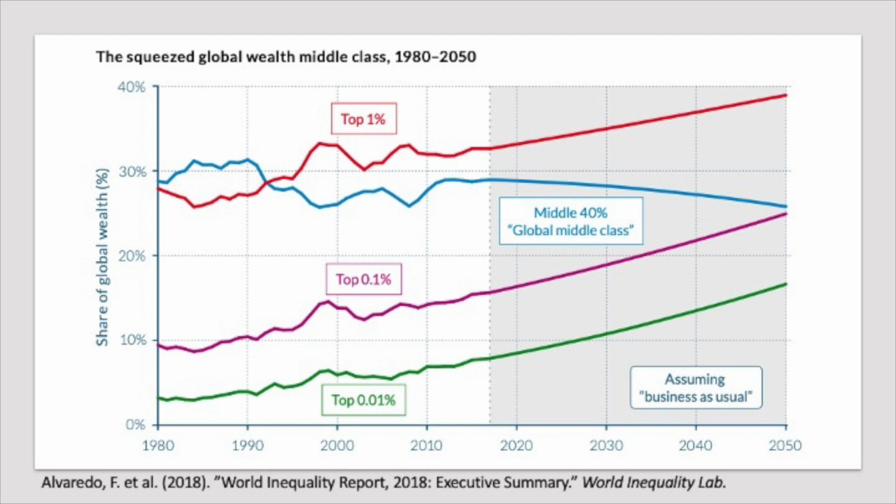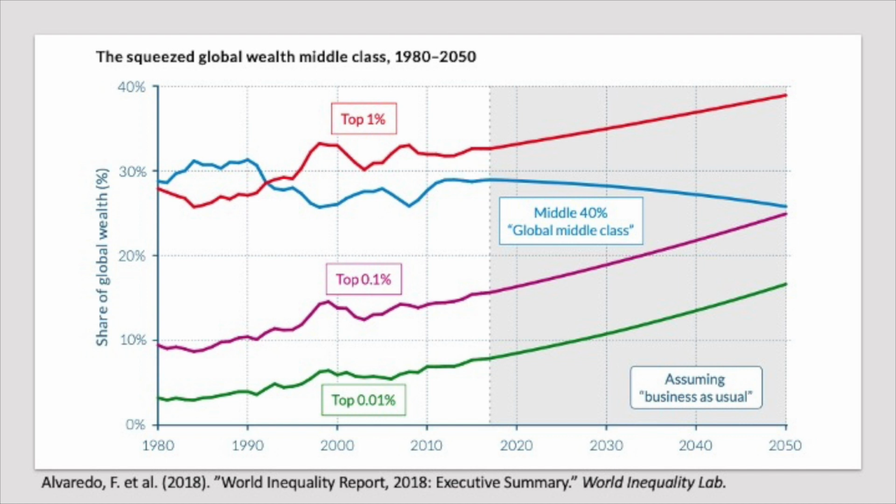This figure is from the World Inequality Report. This is one of your readings for this week. And it's showing us the share of global wealth across time. And it's showing us a few different groups. We're starting in 1980 and going to 2050. So this is a projection as well into the future if we assume that everything continues as usual. And what we see is that as of 2017, which I think is when this data stops, the top 1% in the wealth distribution have over 30% of the wealth. It looks like close to 33% of the wealth.